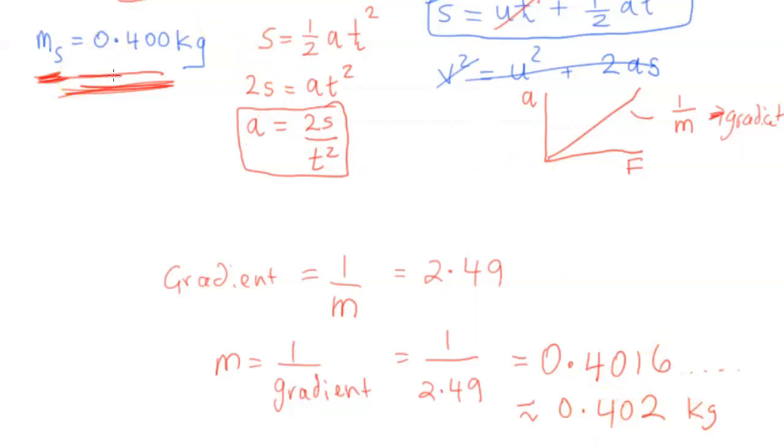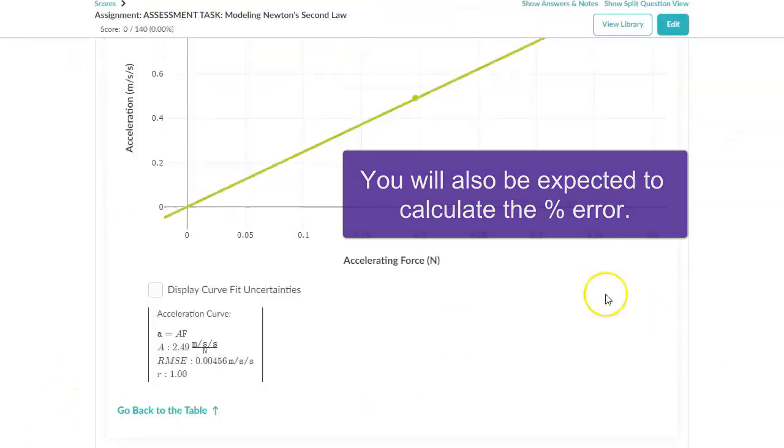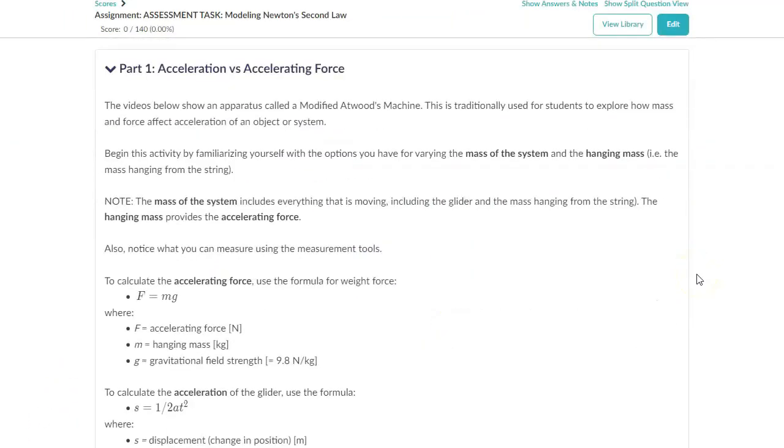And our mass of the system, or system mass, that we set at the start was 400 grams, or 0.400 kilograms. So that's very close. So we can say that that is very accurate. Okay, so we'll leave it there.